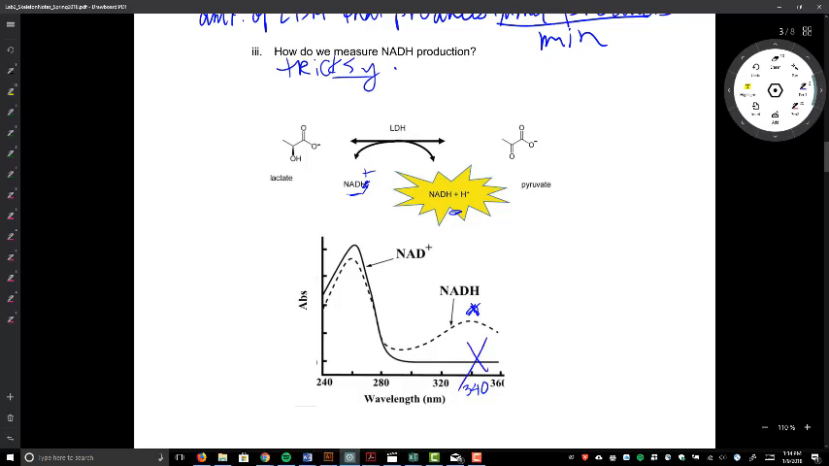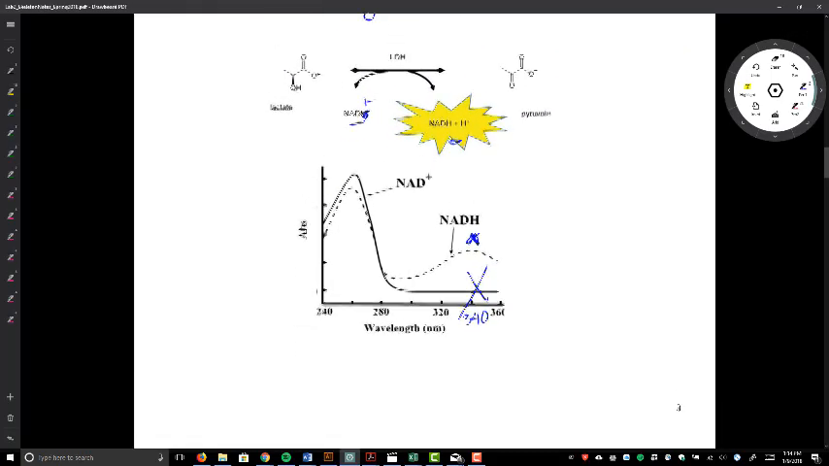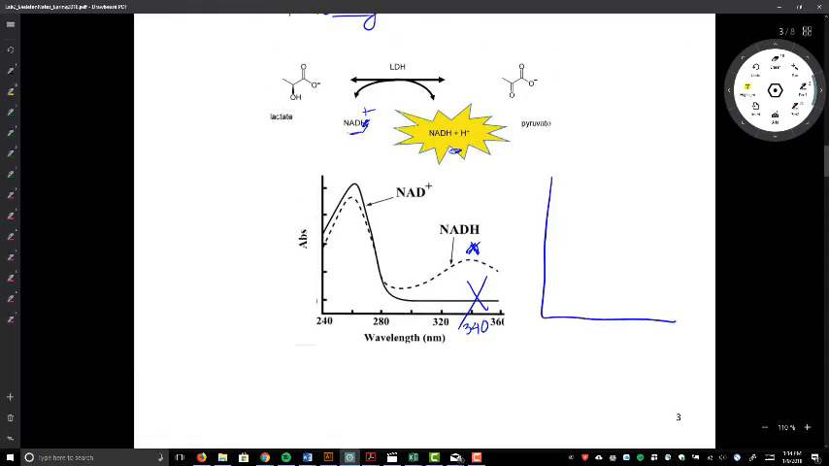It does not. So what this means is that if we were to watch our cuvette as a function of time, the absorbance at 340 nanometers is going to increase as more NADH is produced. And so that's exactly what we do. If we look at the absorbance at 340 nanometers as a function of time, as NADH is produced, the absorbance at 340 nanometers is also going to increase. And if we've done our enzyme dilutions correctly, this will be linear.